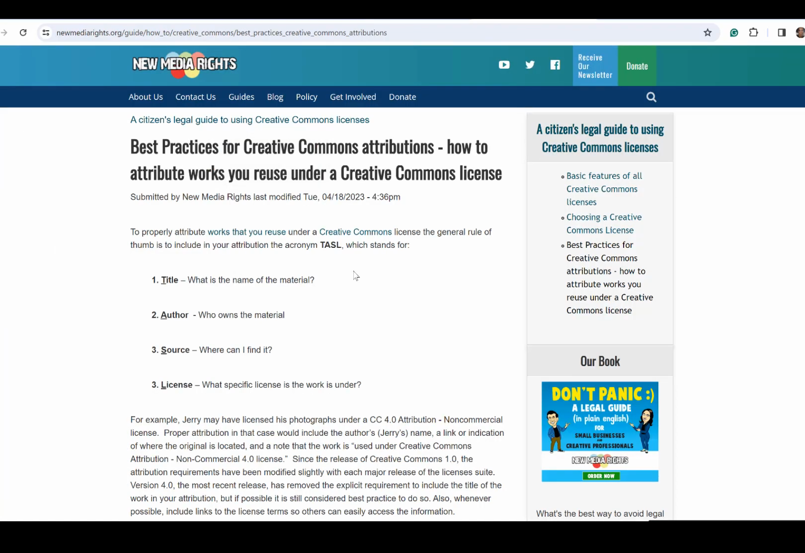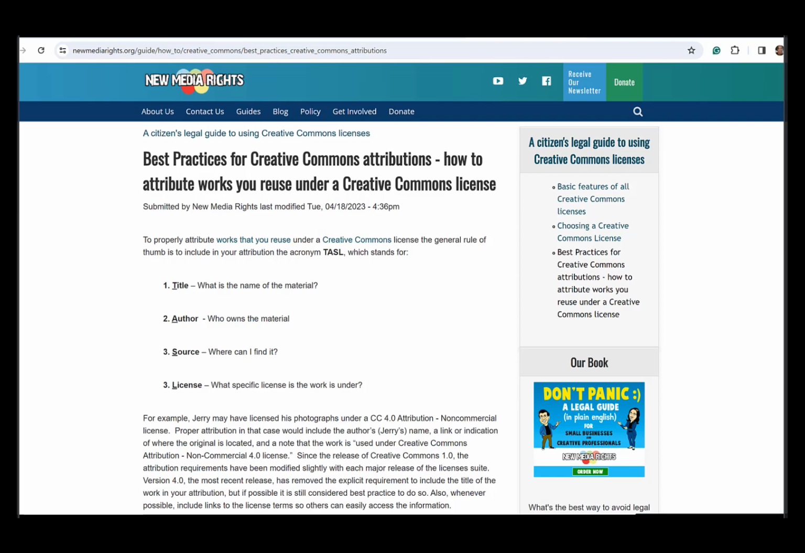Now the next best practice is to attribute the work properly. Here I have a resource, News Media Rights, that has the acronym that we use for ensuring that the work is attributed properly. First of all, you must have the title of the work, and all of this is if it's available. The next thing that you need is the author of the material. Thirdly, you need to include the source of the material, and the URL is the most prevalent source that you would cite. And finally, the license itself. What is the license that is provided here?